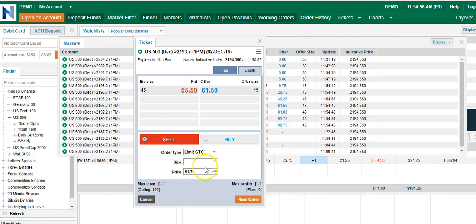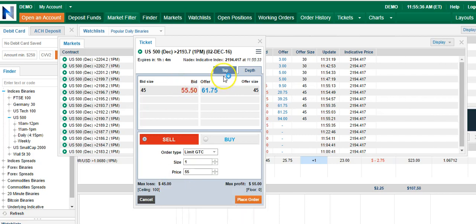It's a limit order. I like limit orders, and then for the size I can just put 1 or however many you want to do. The price here is 51.75. We're going to actually move that up to where the market is right now. And you can see, 55. You can see that if I got filled at 55, it's actually costing me 45.